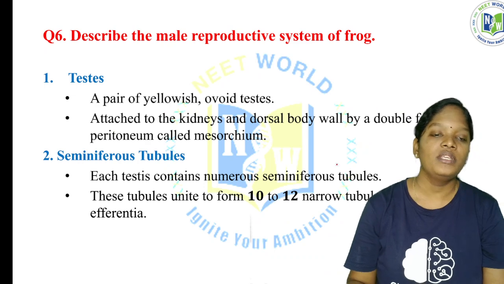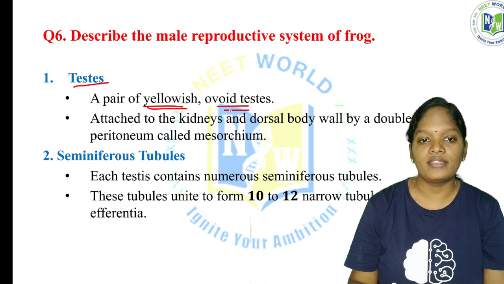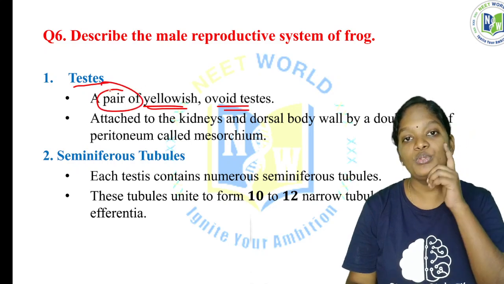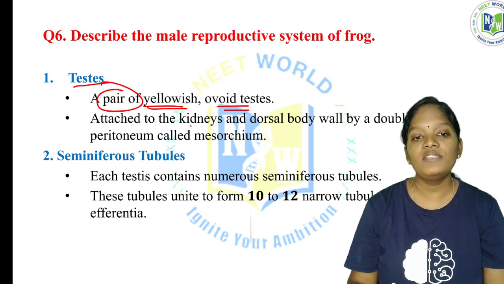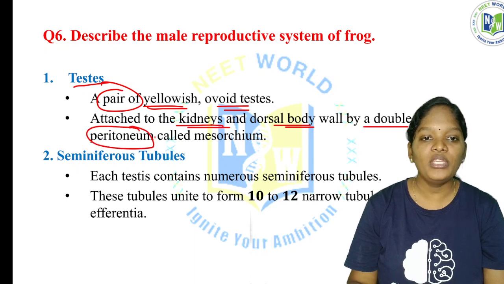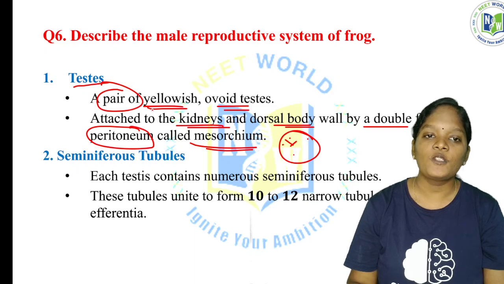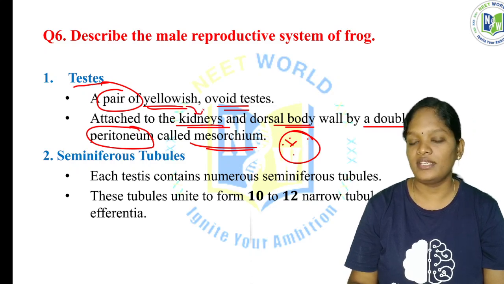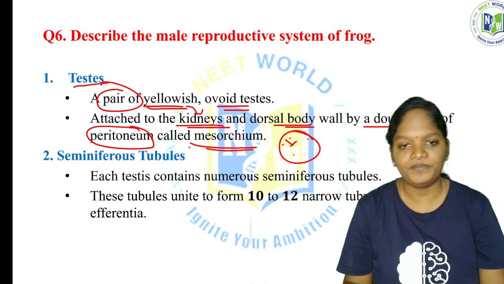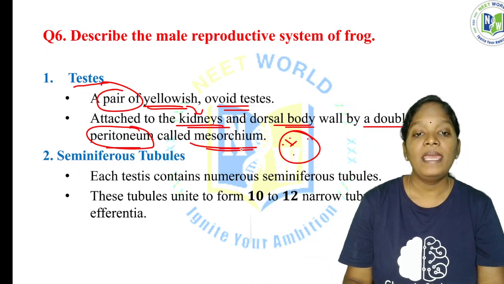Now, the first question will be on the testis, a pair of yellowish ovoid testes. So there will be a pair, which means 2 testes will be present, and each one is attached to the kidney and the dorsal body wall by a double fold of peritoneum, which is called the mesorchium, another important structure. So all these are covered by a membrane called the peritoneum, called the mesorchium.